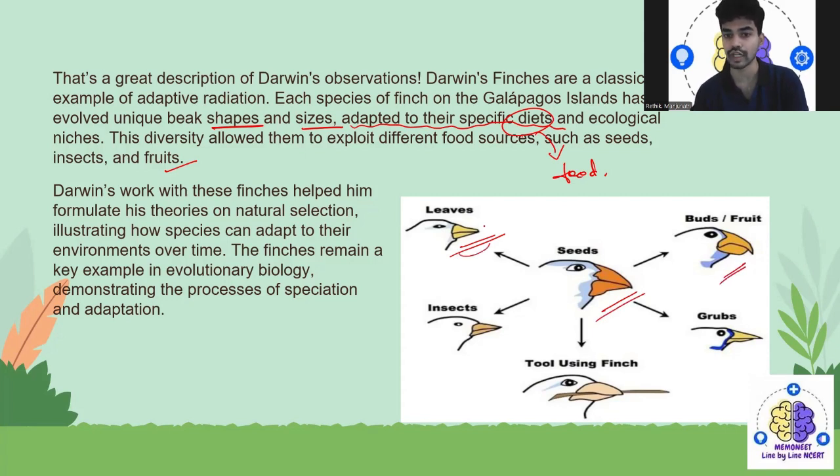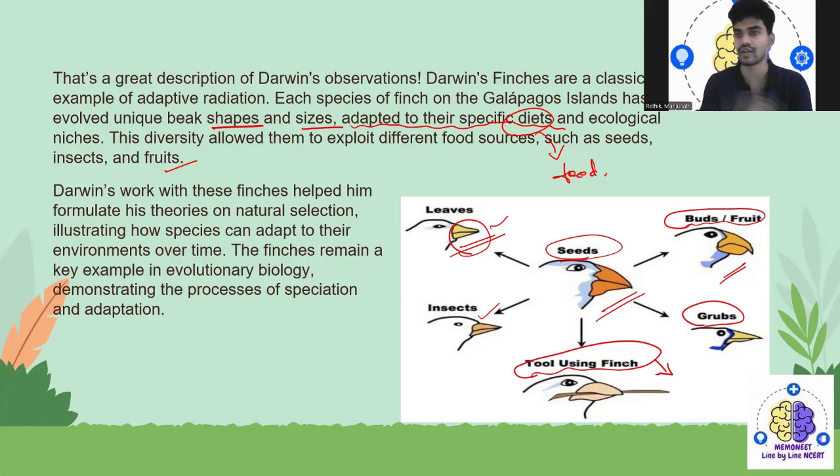Those birds which depend only on leaves had this pattern. Then insects, seeds, buds as well as fruits, grubs, and tool-using finches, like the one which actually uses tools for nest formation. So every finch has its different pattern.